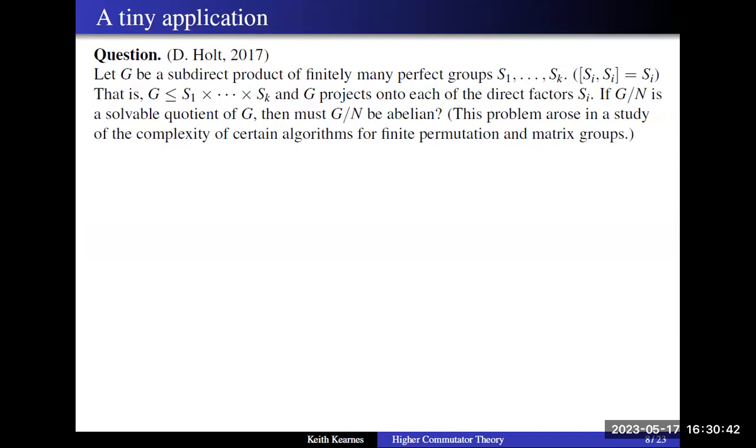Okay, so start with some perfect groups. And then G is a subdirect product of finitely many. Subdirect product means it's a subgroup of the product, but it projects surjectively onto each factor. Okay.